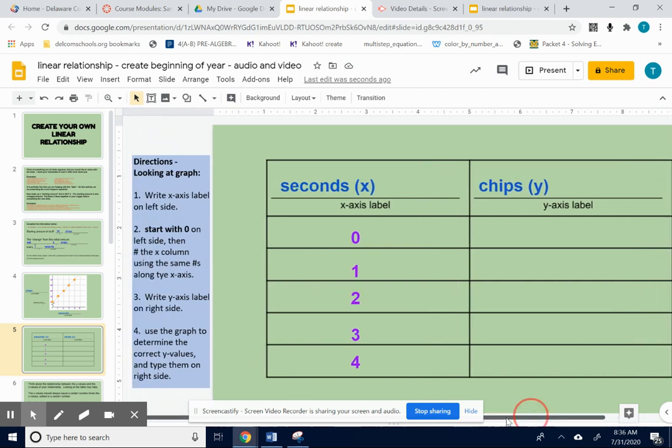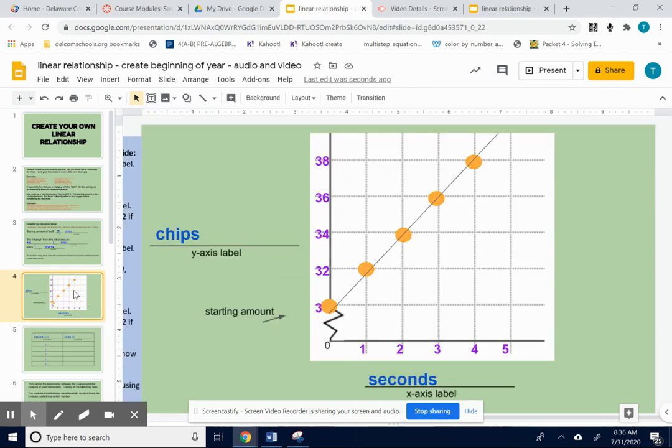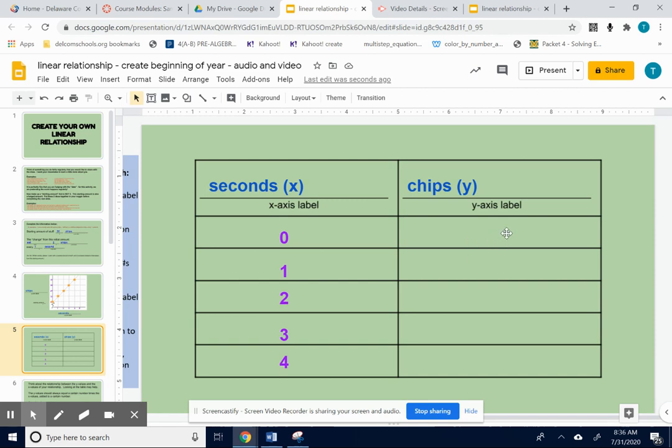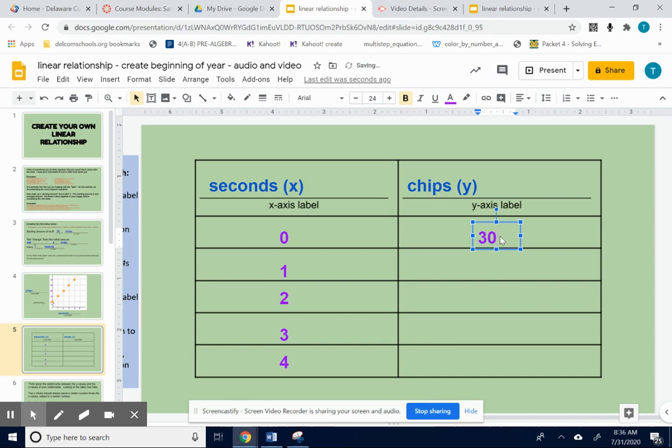And then last, use the graph to determine the correct y values and type them on the right-hand side. So go back to your graph. At 0 seconds, we had 30 chips. At 1 second, we had 32 chips. So I'll do a couple at a time. At 0 seconds, I'm going to put 30 chips across from it. After 1 second, I have 32 chips. So I'm going to type 32 for 1.